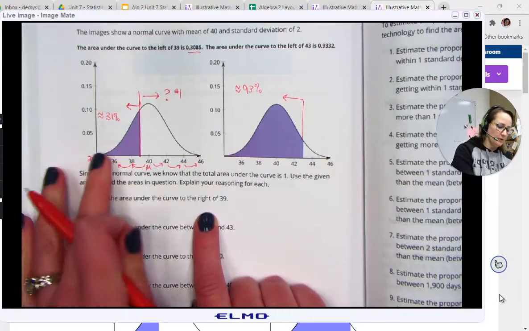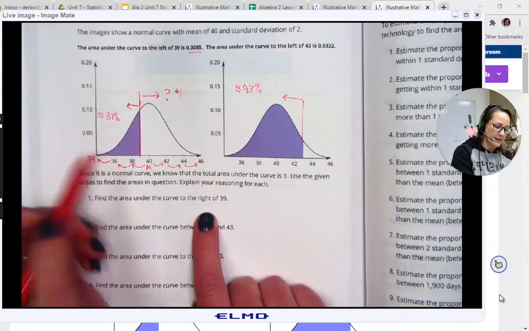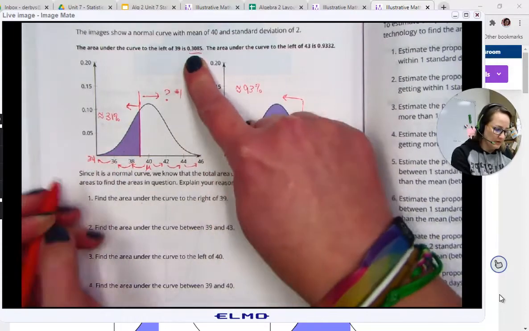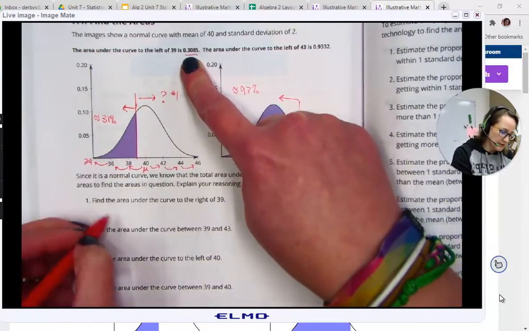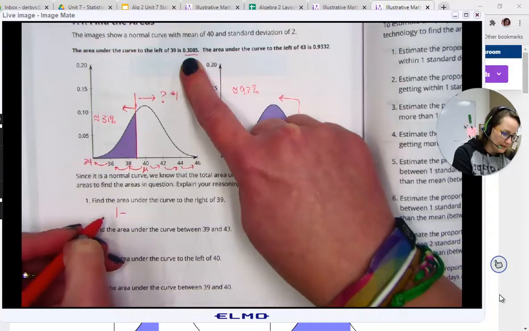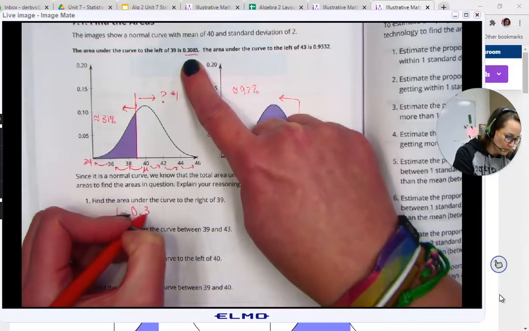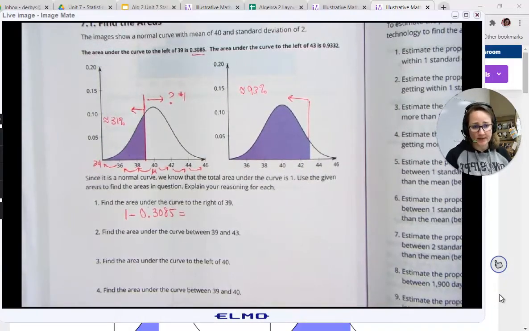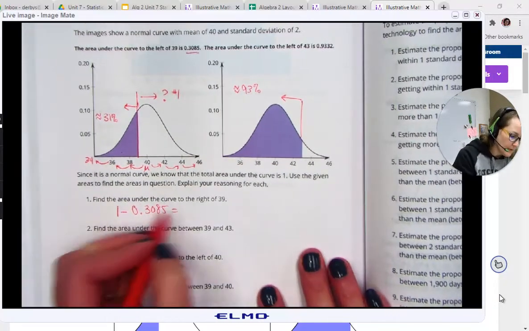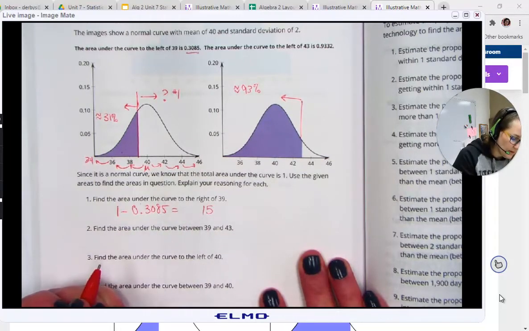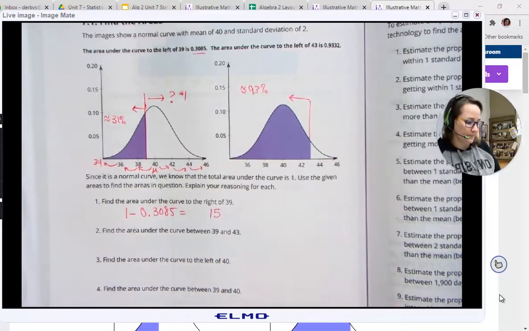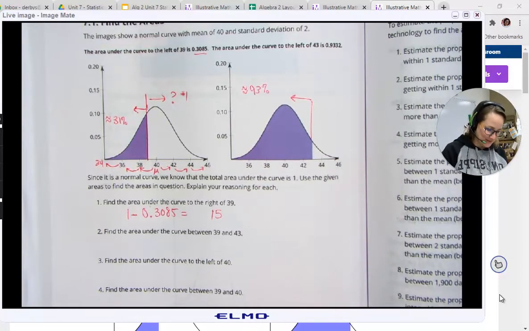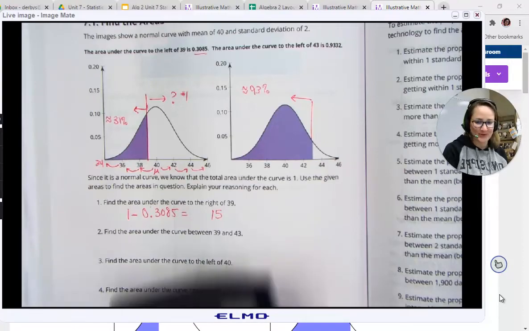All right. Well, if the whole thing is 1, and this shaded purple portion is 0.3085, the unshaded portion is going to be everything else. So 1 minus that shaded portion is going to help us out with that answer. I'm like you guys. I also want to make sure that I'm right. So I'm doing it on a calculator.